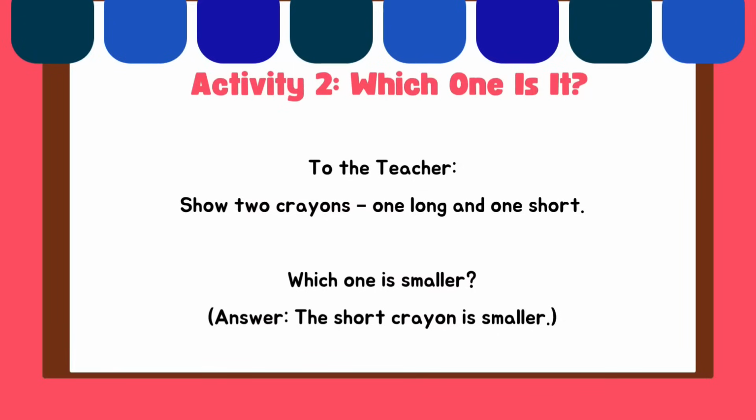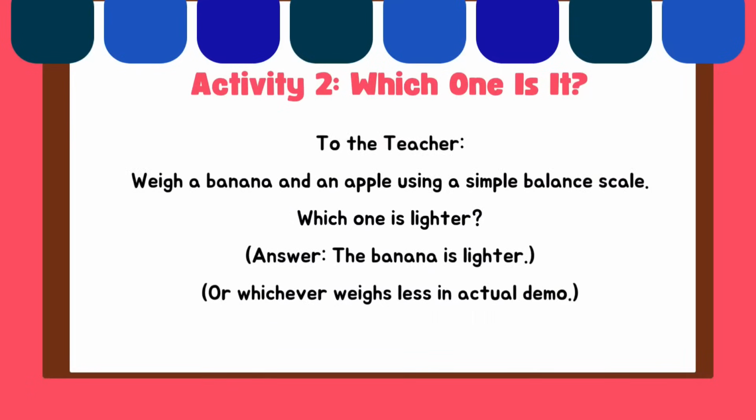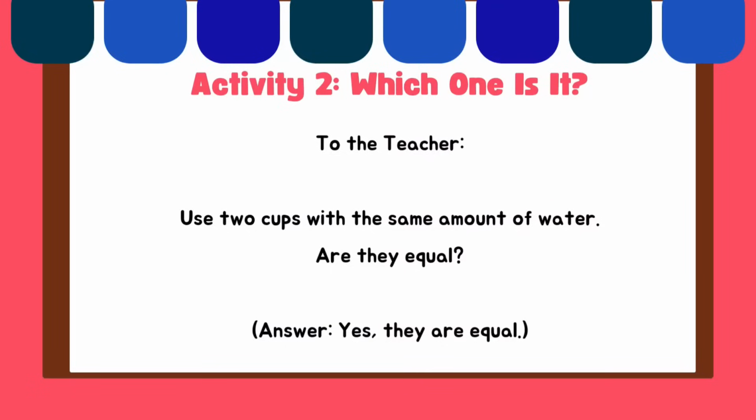Show 2 crayons, one long and one short. Which one is smaller? That's right. The short crayon is smaller. Now let us weigh a banana and an apple using a simple balance scale. Which one is lighter? The banana is lighter. That's right. Now, use 2 cups with the same amount of water. Are they equal? Good job! Yes, they are equal.